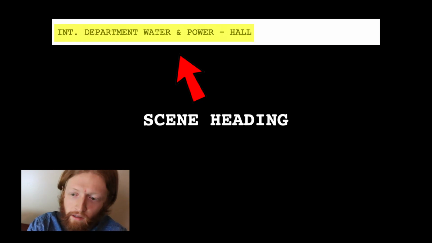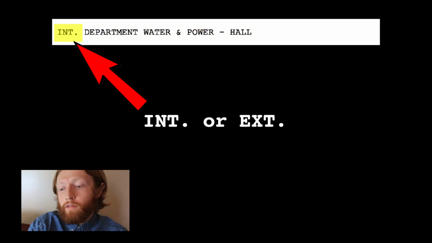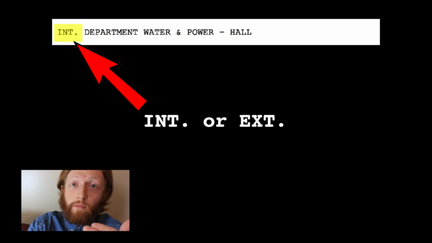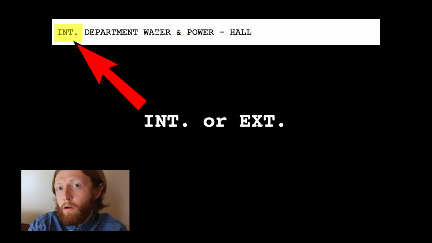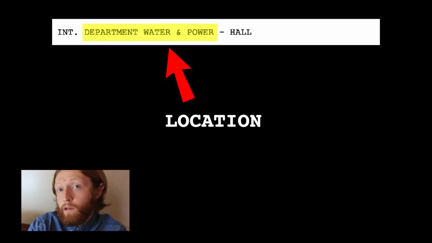Okay, looks crazy, right? Let's break it down bit by bit. The top line you see is called a scene heading. So you've got INT. Department, Water and Power, Hall. Let's break it down even further. First, we've got the interior. That's what INT means. The people producing a movie need to know whether they're going to be shooting outside or inside. The interior means that they're shooting inside, usually on a set. So interior, Department, Water and Power is the location.